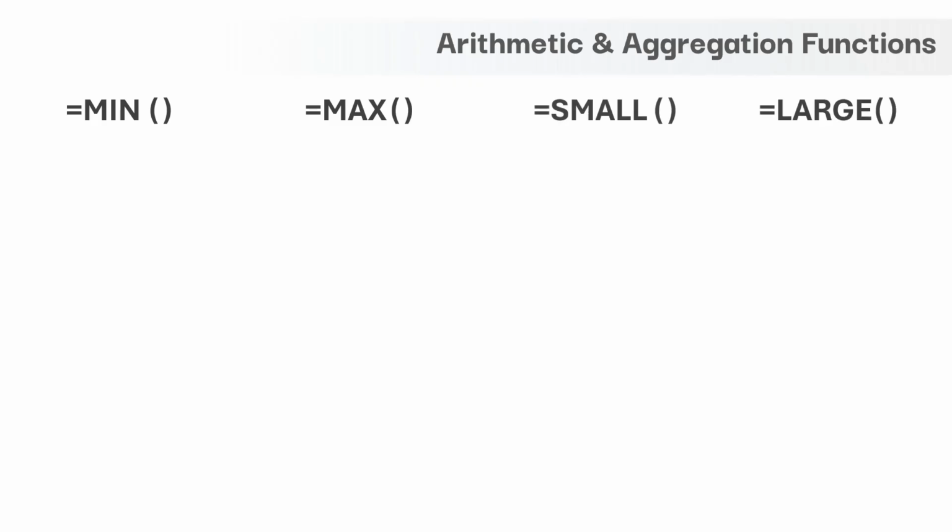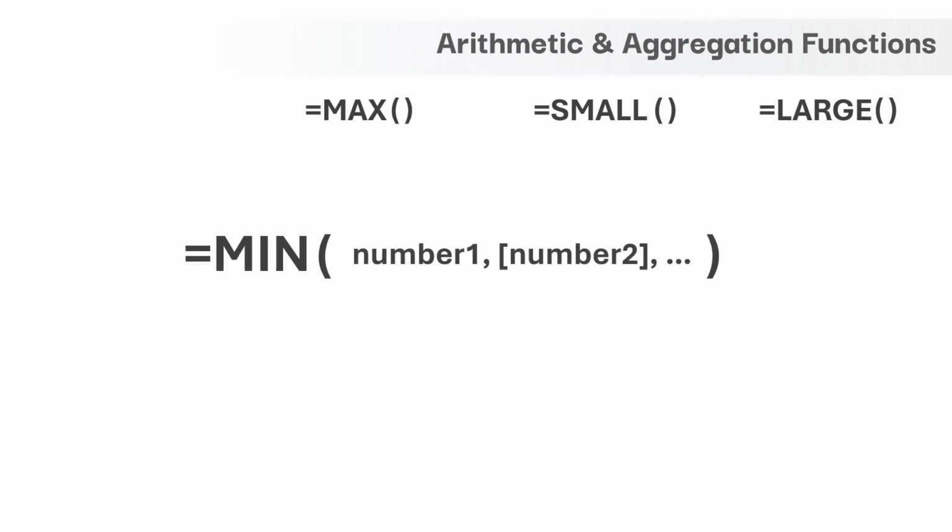Hello and welcome back. In this video, we will learn the next set of arithmetic and aggregation Excel functions, and we are going to learn the MIN, MAX, SMALL and LARGE functions. So let's get started. First is the MIN function and it has only one argument. Let's try to break it down. The function name is MIN and it is the short form of minimum. As the name itself says, this function will find the minimum value among the available dataset.